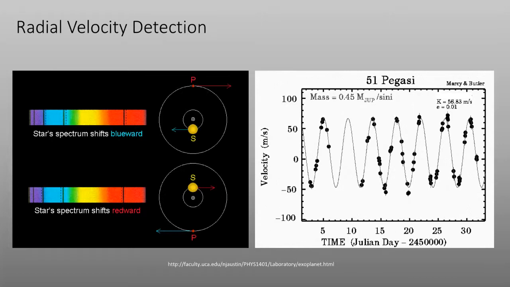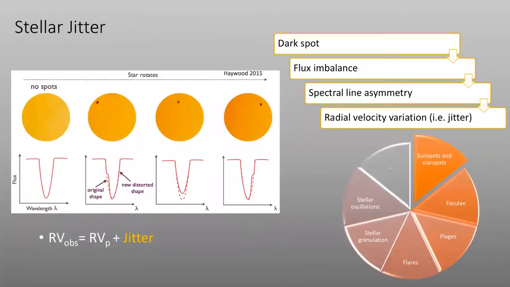This is an example of the first exoplanet orbiting a main sequence star, and we can see that the amplitude is quite large, 50 meters per second. But these days, we are getting down to 1 meter per second precision, and this is when the stellar jitter comes into play.